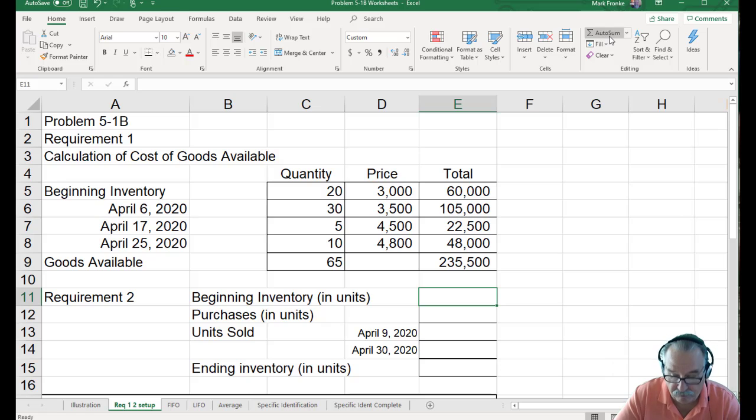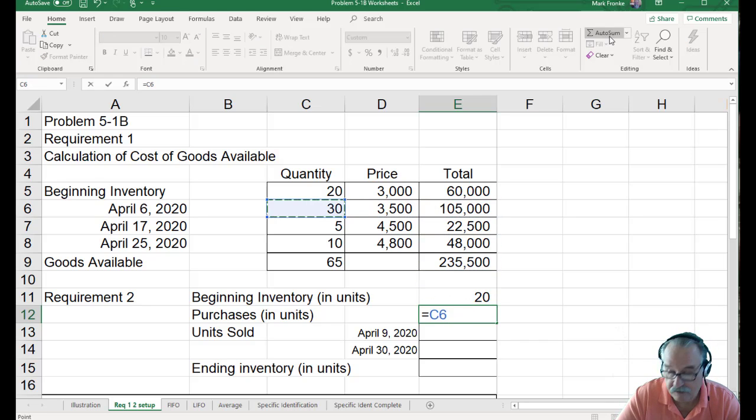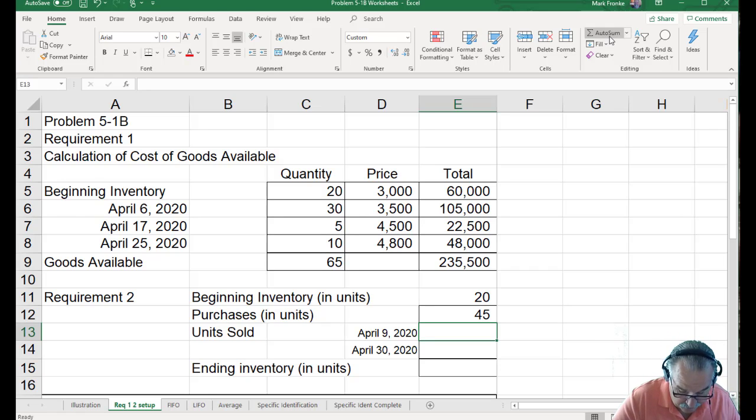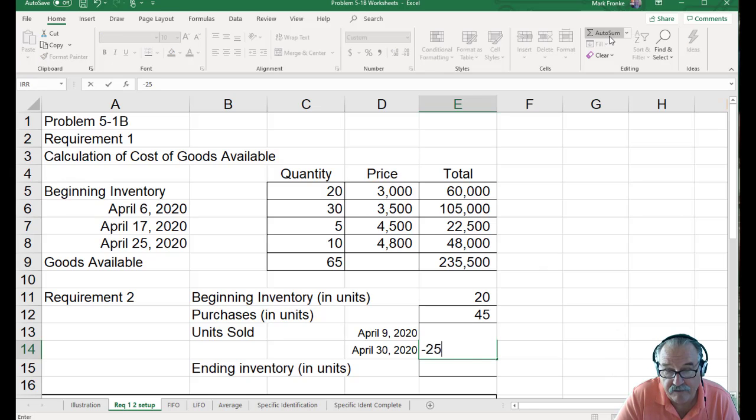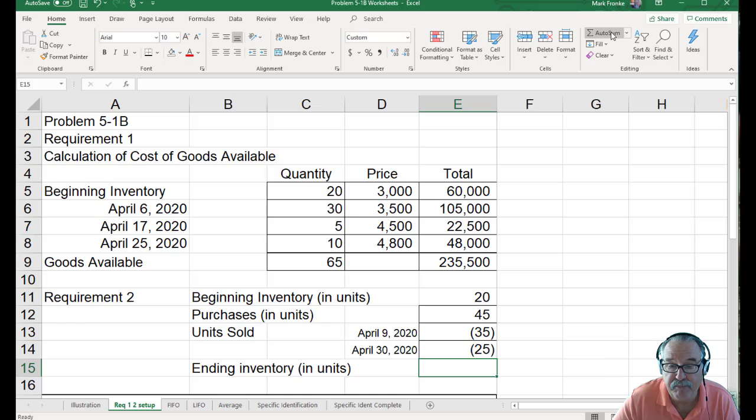So if we roll forward the inventory, we started with 20 units in stock. We bought 30 plus 5 plus 10, so we bought 45 during the month. And then we sold on April the 9th, 35, and on April the 30th, we sold 25. So our ending balance in units is 5. In other words, at the end of the month, we had 5 in stock.